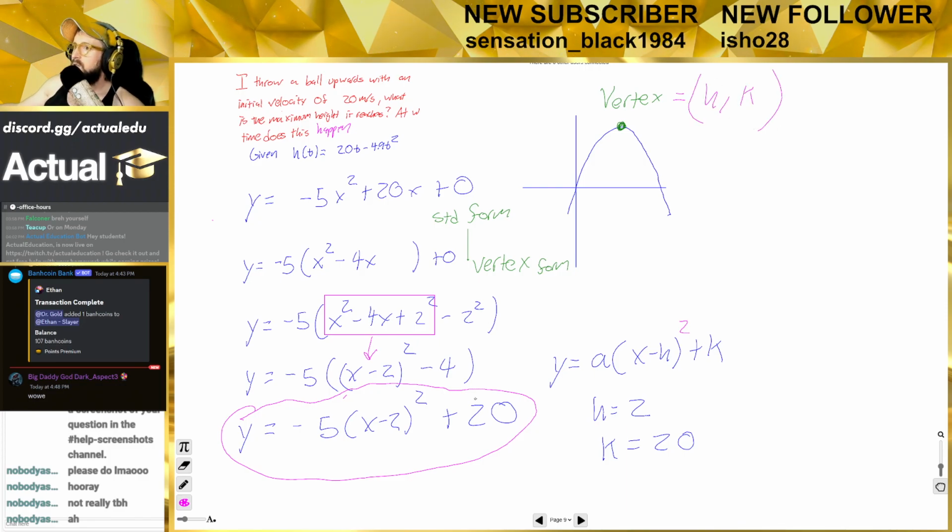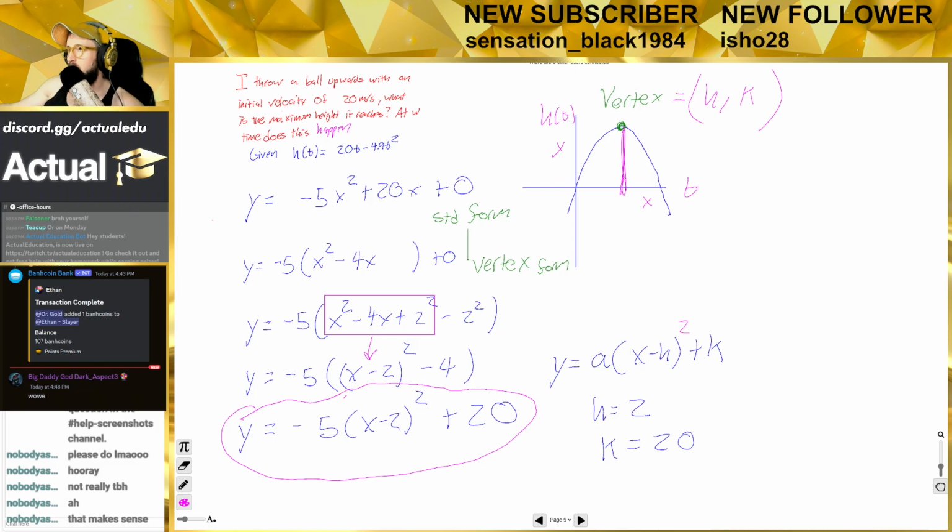Okay? So right off the bat, I can see, oh, cool. h in this case is 2, and k in this case is 20. And let's remember our graph here, right? This was the height versus time, h of t, y versus x. It was the same as h of t versus t.